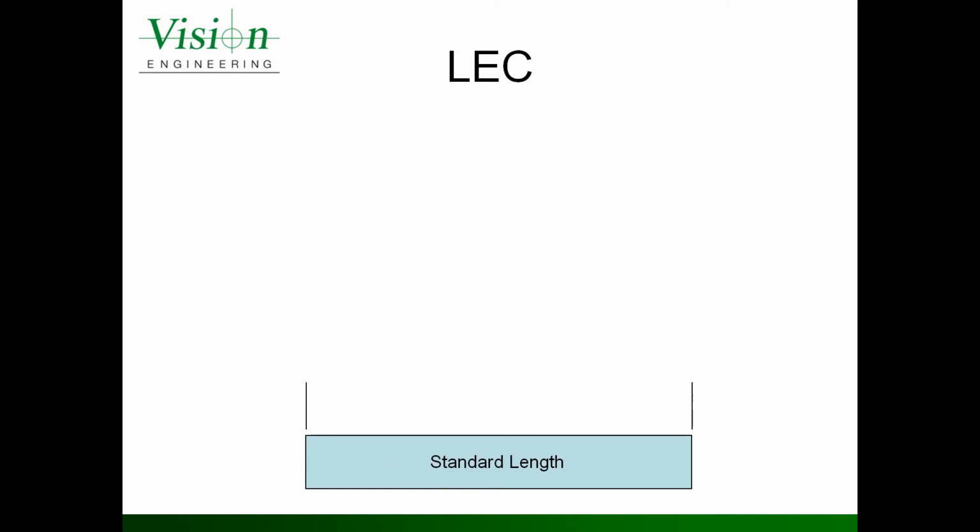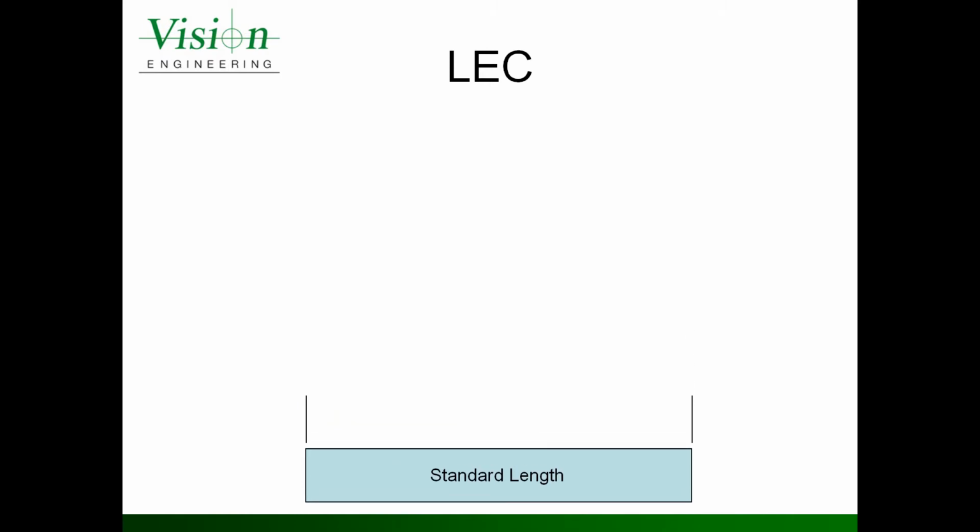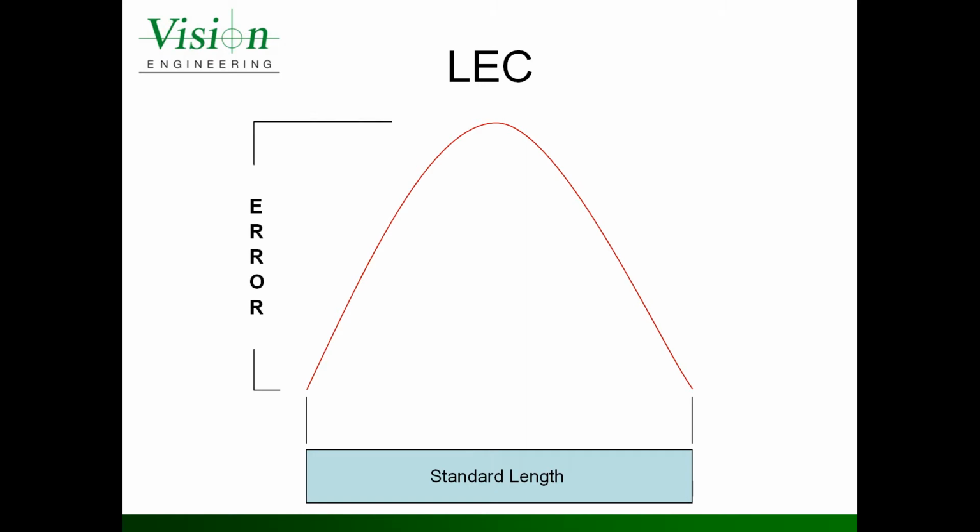The problem with this type of error correction is that a large error curve can occur across the length being measured. In this case, the standard length of 120 mm, the greatest amount of error is halfway across at the 60 mm portion. This is the most problematic type of error correction which is in use today.